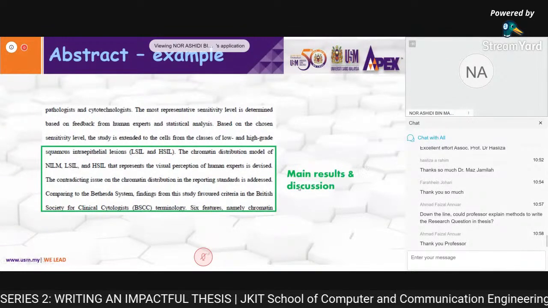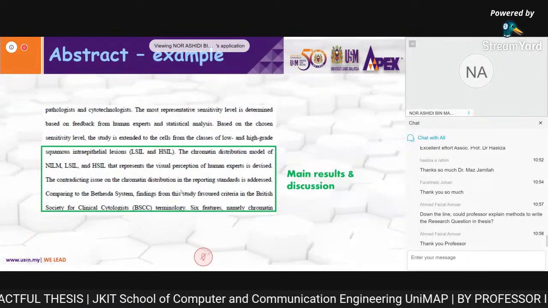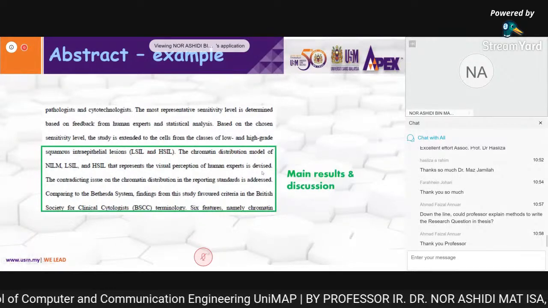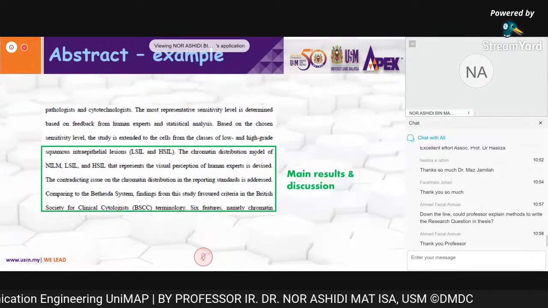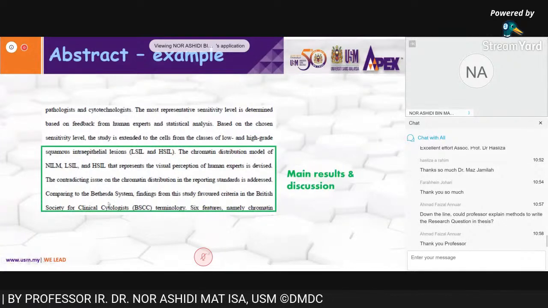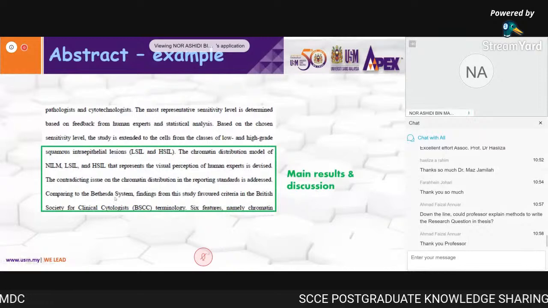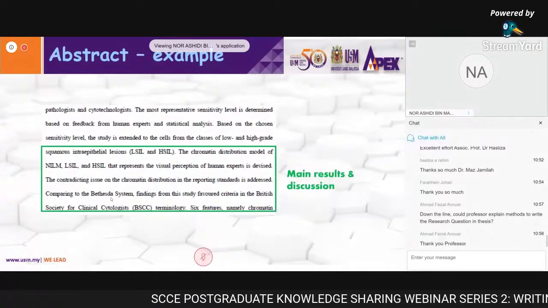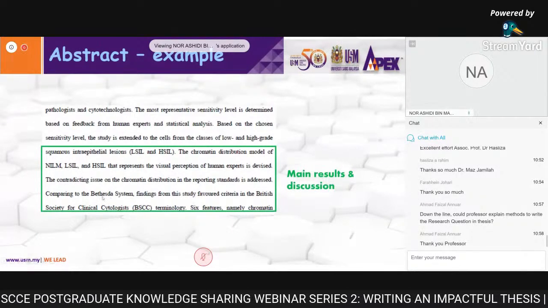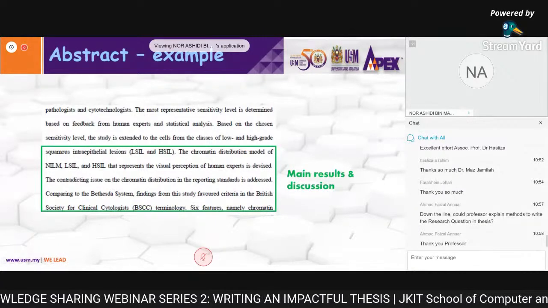Okay, so this is the main results and our main discussion. We have successfully devised the model, and we compare with the Bethesda system and BSCC. This is what we call the discussion. So how do we compare it? In chapter 4. Okay, this is only to state the main point, the main answer.